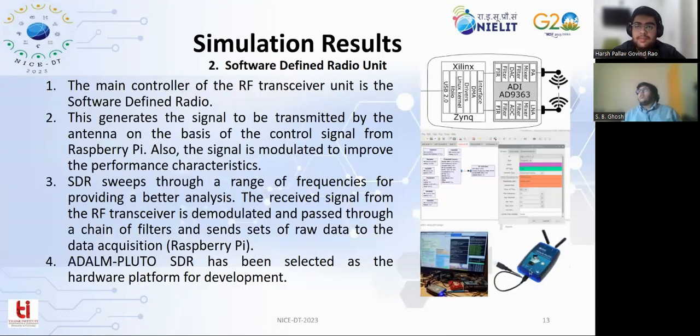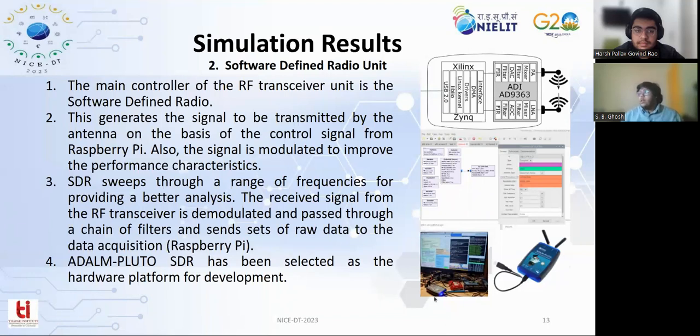Now coming to the software-defined radio, it is the main controller of the RF transceiver unit, and it is being controlled by a Raspberry Pi. The SDR basically sweeps through a range of frequencies for providing a better analysis. The received signal from the RF transceiver is demodulated and passed through a chain of filters, and this in turn is collected by our data acquisition unit, which is the Raspberry Pi itself. The ADALM-Pluto SDR has been selected as the hardware platform because it is easily available and it has a wide variety of device drivers too.